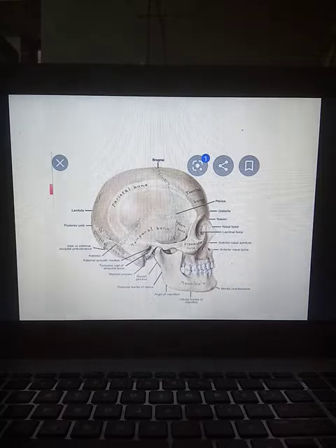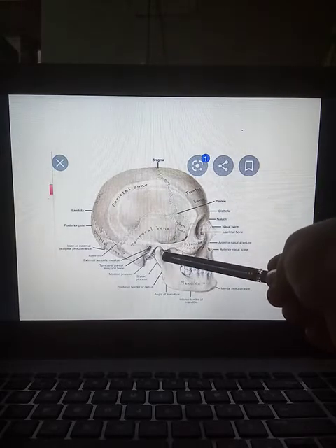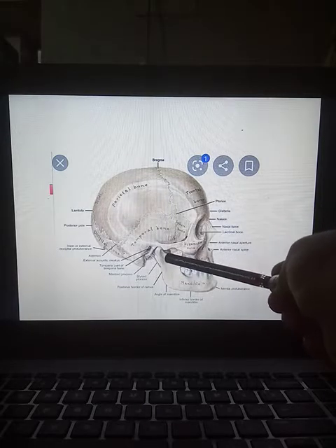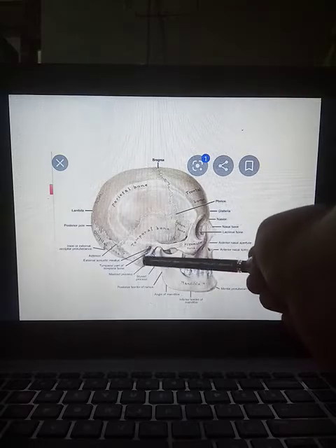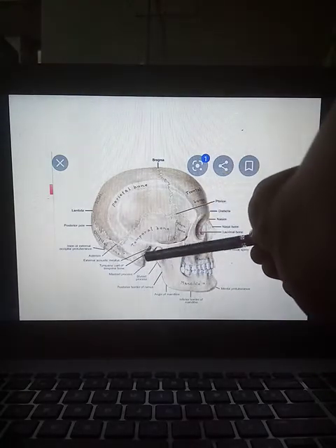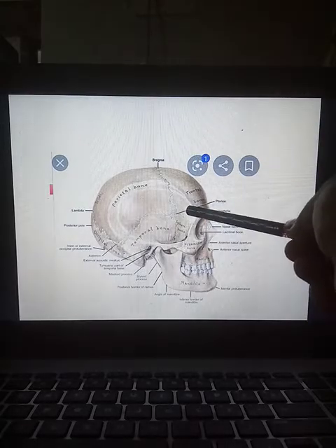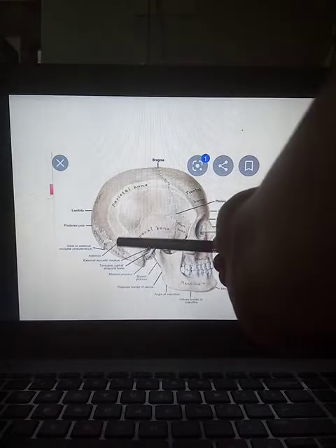After that comes this head of the mandible. This is the head of the mandible, fine. Then you have this as your mastoid process. This process posteriorly is your mastoid process. You have this as your superior temporal line. Then you have the inferior temporal line.